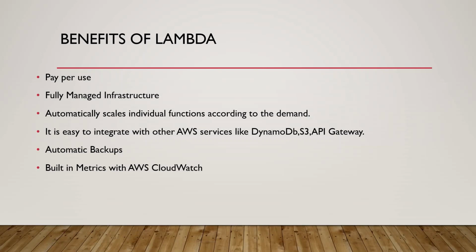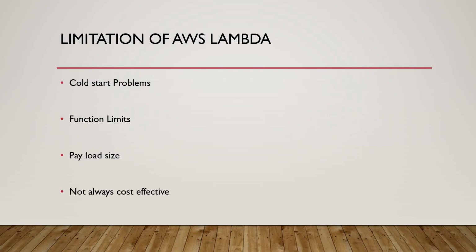The third one is automatic scaling. Lambda creates instances of your function as they are requested, so there is no pre-scaled pool and no scaling levels to worry about. The fourth one is integration with other AWS services. AWS Lambda integrates with services like DynamoDB, S3 and API Gateway, allowing you to build functionally complete applications within your Lambda functions. We also have automatic backups. AWS provides automatic backup, and we have built-in metrics which can be used to analyze after execution of the Lambda function. So what are the limitations of AWS Lambda?